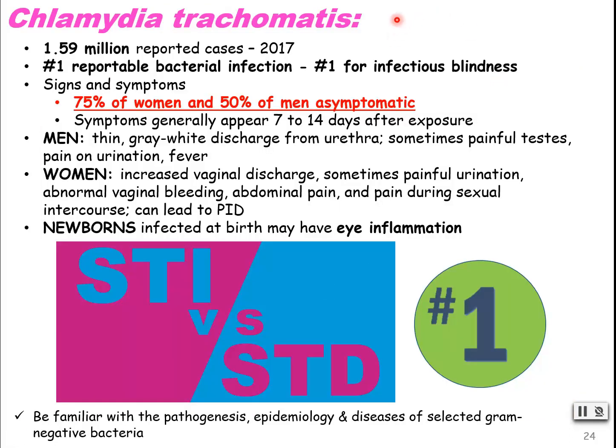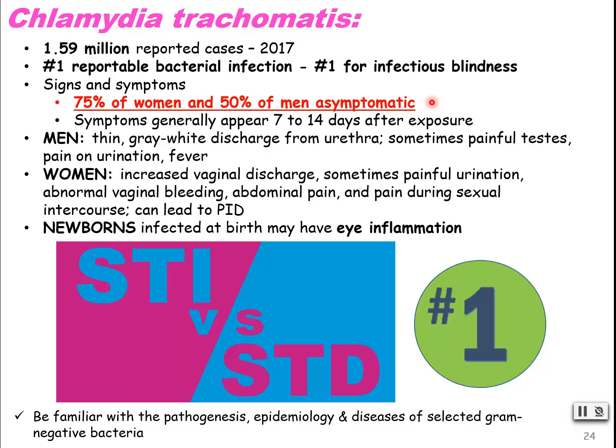So our last one in this video is going to be Chlamydia trachomatis. And this is the numero uno, not just number one STI, but it's the number one reportable bacterial infection. 1.59 million just reported cases in 2017. And just to wrap your mind around this, 75% of women and 50% of men are asymptomatic. So you do the math. These are the people that had symptoms and knew that they had something and got tested.